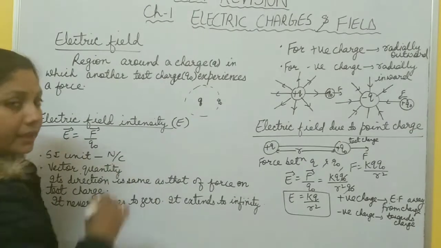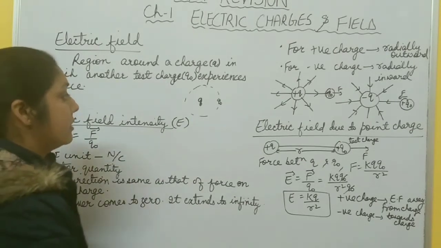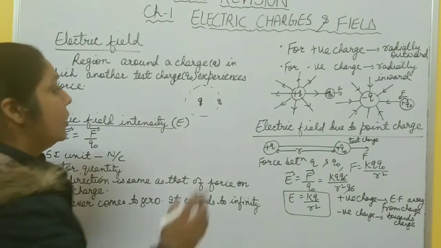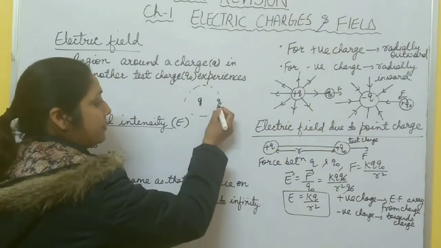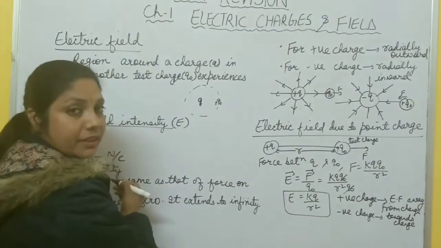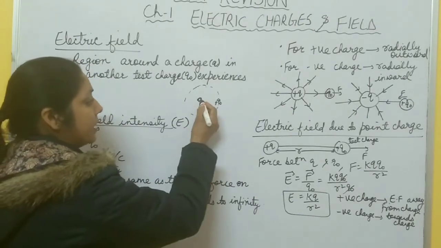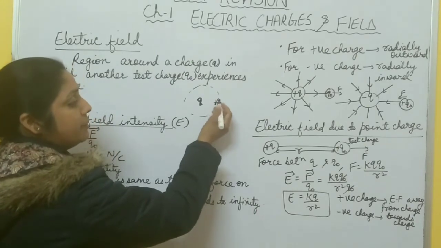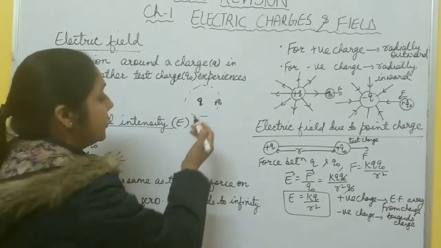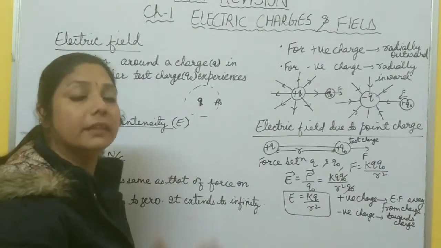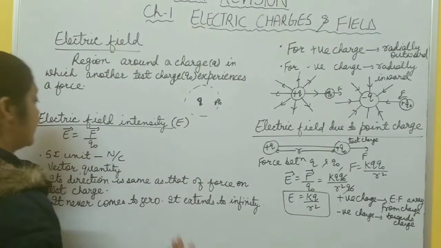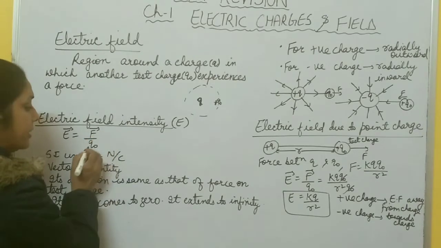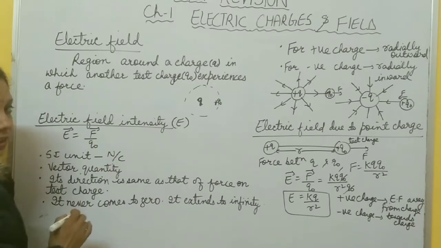It is denoted by E. To determine the value of this electric field intensity, you put a small test charge. Suppose this is a positive test charge near this charge in this region. Right? Now, how much force is experienced by this test charge due to this charge is nothing but electric field intensity. So you can write electric field intensity E equal to force experienced by that positive test charge.